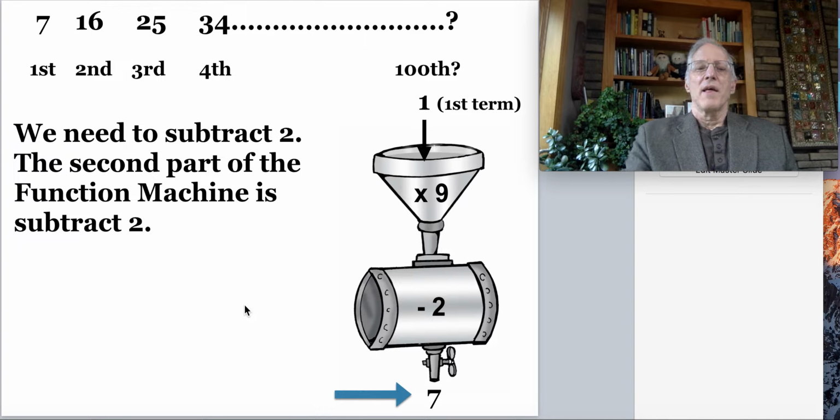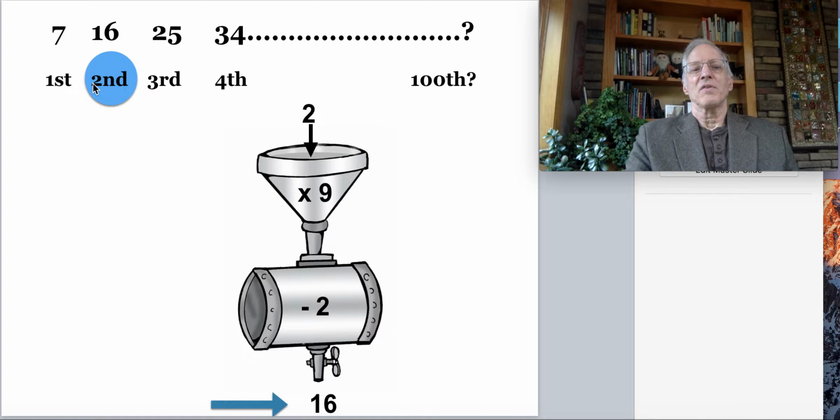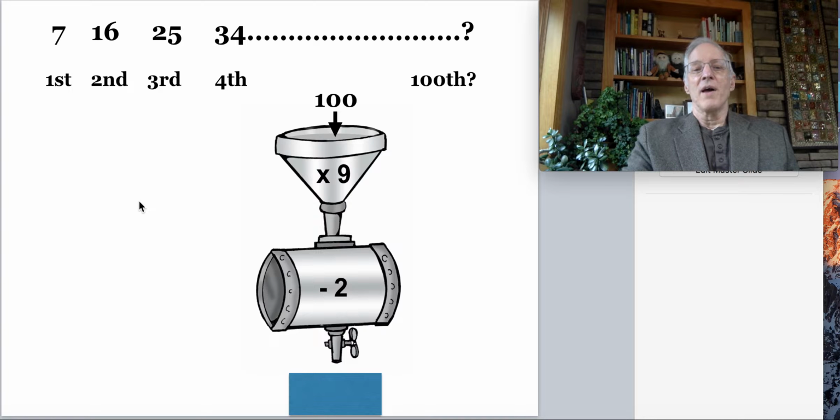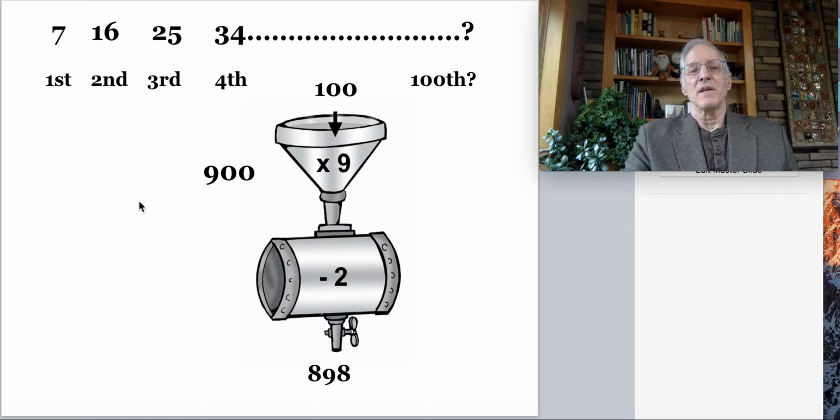Now let's test it with the second term right here. Put a 2 in. 2 times 9 is 18, minus 2 is 16. Perfect. That's just what we wanted. So now we go out to the 100th term, or if the question was the 1000th term, it's very easy to do. So we'll put 100 in, times 9 is 900, minus 2 is 898.